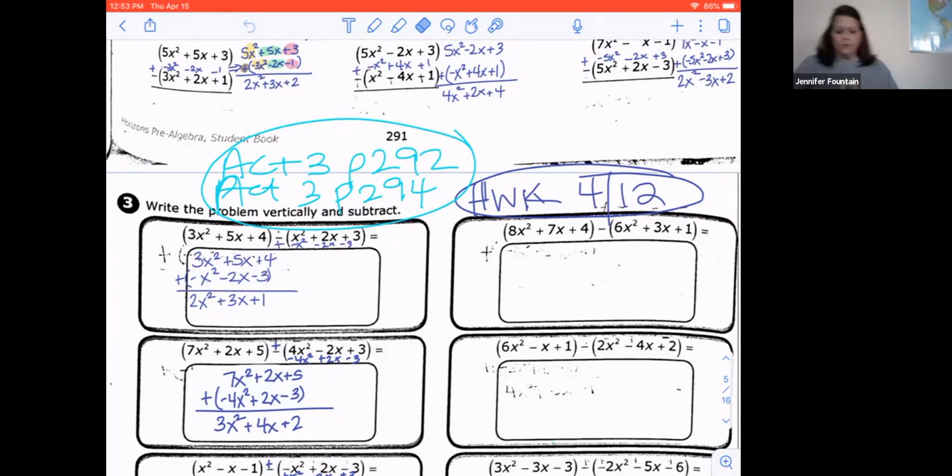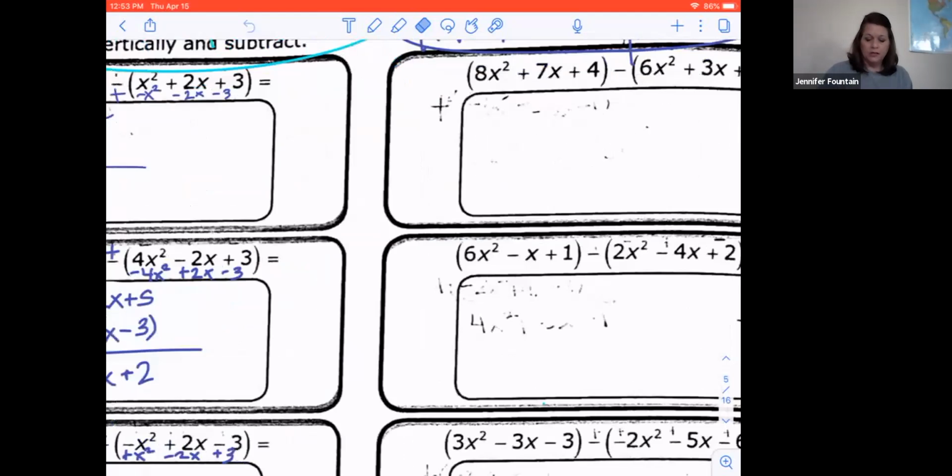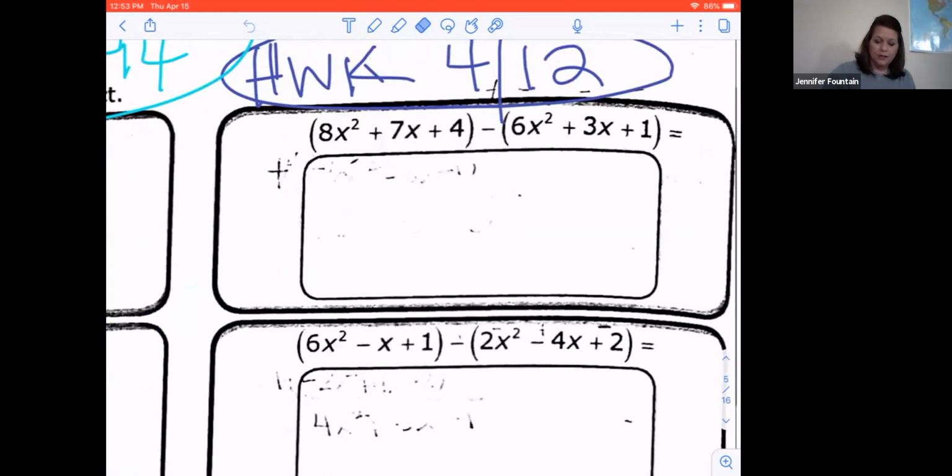All righty, so we had activities 3, page 292. So we'll go ahead and start with these. These were the ones where we needed to write them vertically and subtract. And we talked the best way to do this is to rewrite the problem by changing from subtraction to addition. I would change to addition, and now I'd have negative 6x squared minus 3x minus 1.